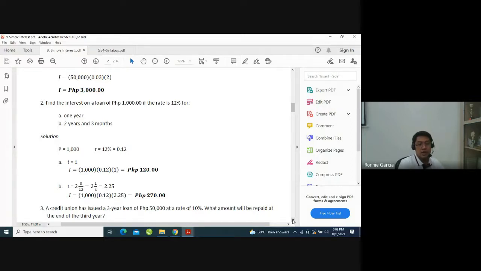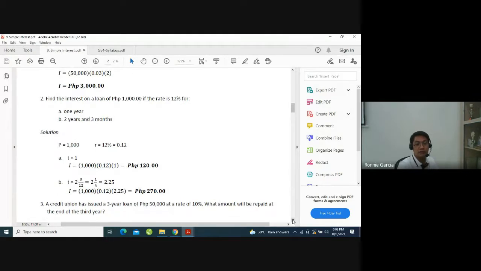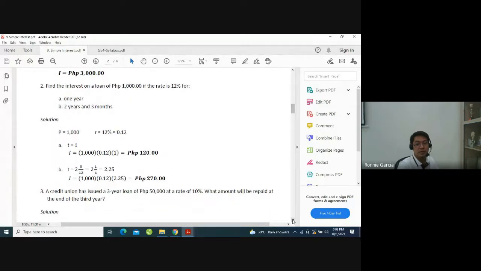Okay, it's already 6:03, so cut off na for the giving of answers. This is the 3rd problem, and let's see kung naa bay nakakuha og tamang answer. A credit union has issued a 3-year loan, so the 3 years will be your time. So you already have T is equal to 3. Loan of 50,000 pesos, so 50,000 pesos is equal to, unsa ni siya? Principal. At a rate of 10%, so R is equal to 10%, or kung i-decimal nimo siya, this is equal to 0.0. What is 10% in decimal?